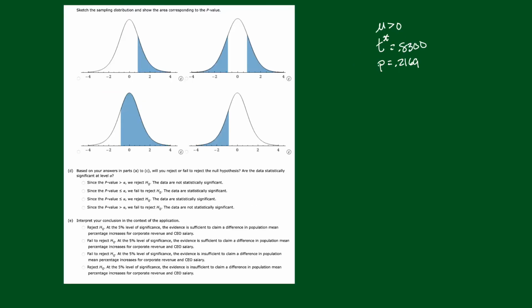And now here's the rest of the problem. It was just so long I couldn't get it on one page. So now what they want us to do is to sketch the sampling distribution. Well, what are we doing? We're doing a greater than test at, well, I forgot the alpha value. I have to go back and get it.